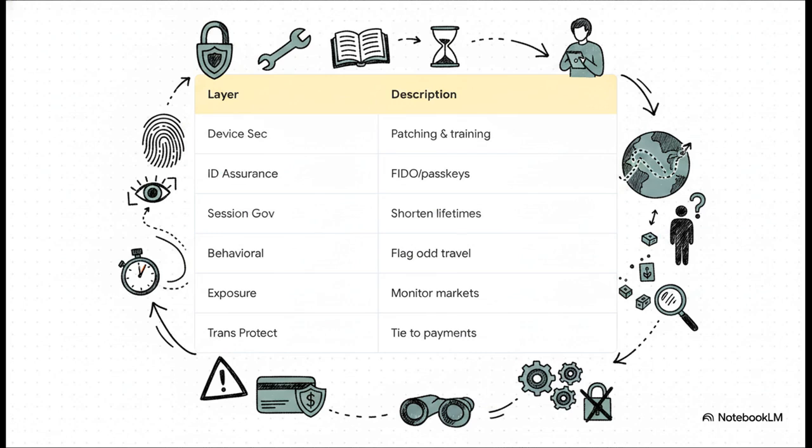And finally, transaction protection really ties the whole shebang together. If a login looks even slightly risky, it should immediately restrict high-value payments. Cybersecurity, identity, and financial crime teams absolutely must integrate these signals, because what one team might miss in isolation, the fully integrated stack is going to catch.